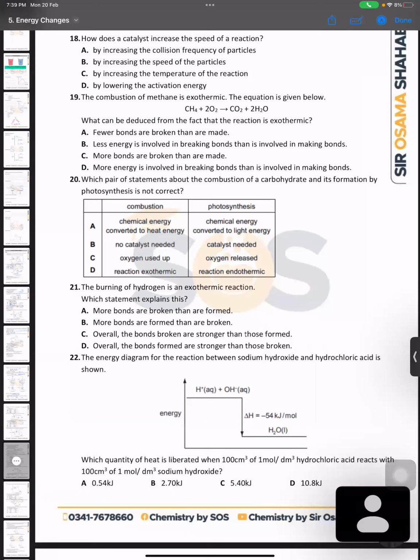How does a catalyst increase the speed of reaction? Again, it's too simple and you all can do this. Very good, Mariam. Absolutely right. It is going to decrease the activation energy.